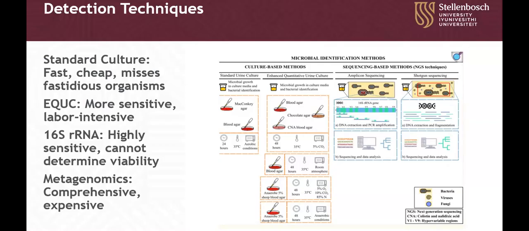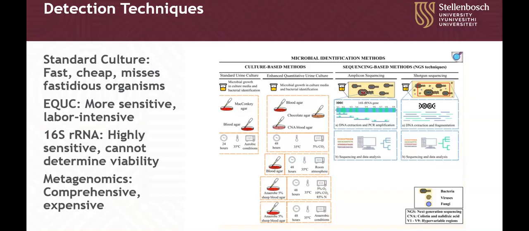Detection techniques: how do we assess for the urinary microbiome? The picture there explains all the different culture methods. I'll just run through the pros and cons. The standard culture is the cheapest and fast, but it misses most of the fastidious organisms. The enhanced quantitative urinary culture techniques are more sensitive, but very labor intensive. It's the second from the left on the picture. If you look at all the steps that need to be done to actually culture it. And then we have 16S rRNA, which is next generation sequencing. That's highly sensitive, however, it cannot determine the viability of these bacteria.